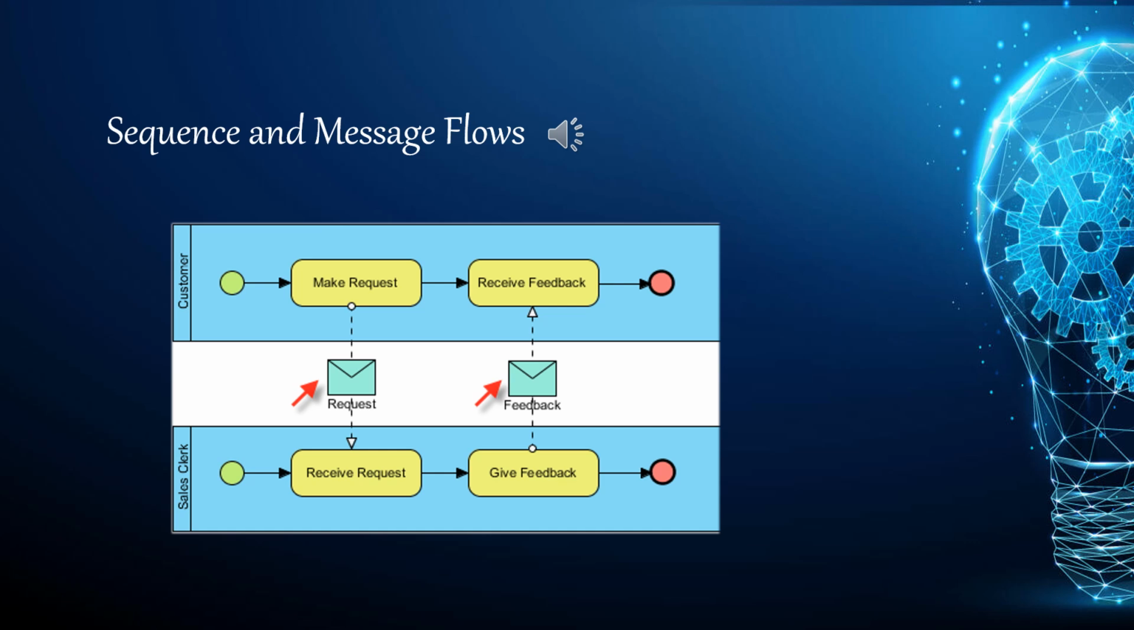Message flows. They are used to show the flow of messages between different participants or pools. They are represented by dashed lines with an arrow indicating the direction of the message. They show the exchange of information or data between different entities or systems. They can cross the pool boundaries.